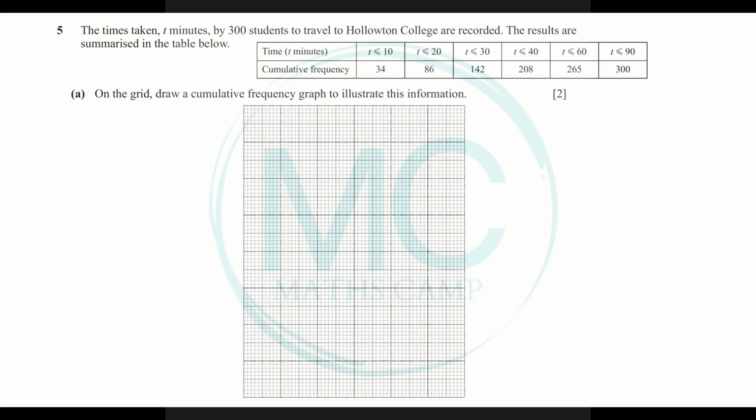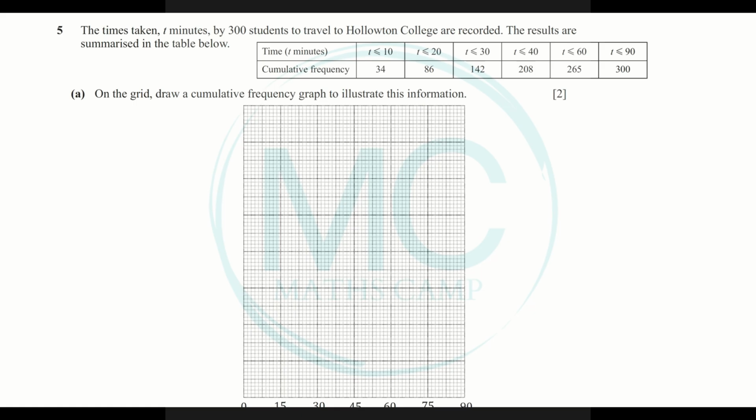Now, always start by creating your intervals on your X and Y axes. Time runs along your X axis and your cumulative frequency runs along your Y axis. When planning your intervals, use all of your space. Don't try and squeeze your graphs into the bottom corner. In this graph, we have 1, 2, 3, 4, 5, 6 blocks. And we need to consider times from 0 to 90. 90 divided by 6 is 15. So I'm going to use intervals of 15 along my x-axis.